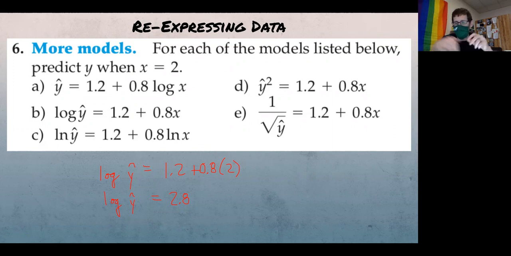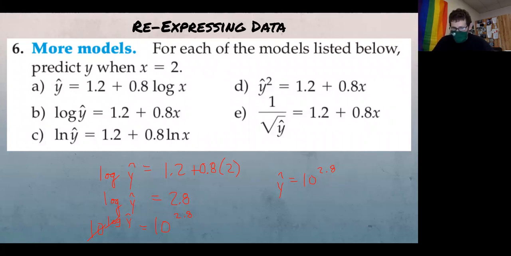All right, and it's okay if you guys have forgotten. In this case, the inverse of log is to do this: 10 raised to the log of y hat power, and I need to do the same thing to the other side. So if I do 10 raised to the base 10 log of y hat, these two operations actually cancel each other out. So I end up with y hat equals 10 to the 2.8 power. And that we can plug in.